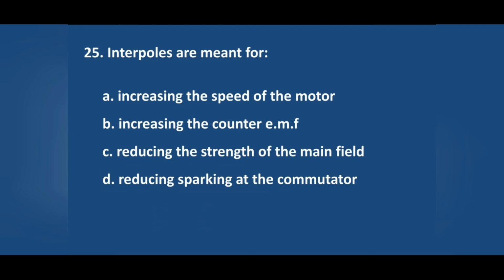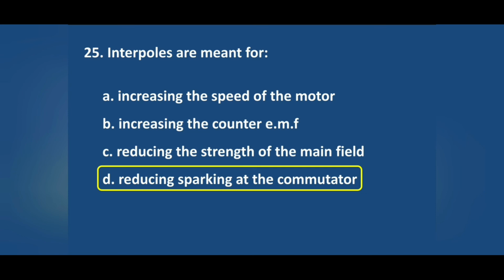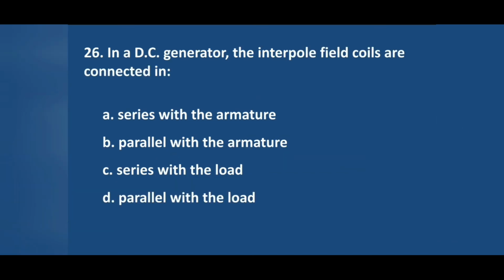Question number 25. Interpoles are meant for. Answer is option D, reducing sparking at the commutator. Question number 26. In a DC generator, the interpole field coils are connected in. Answer is option A, series with the armature.